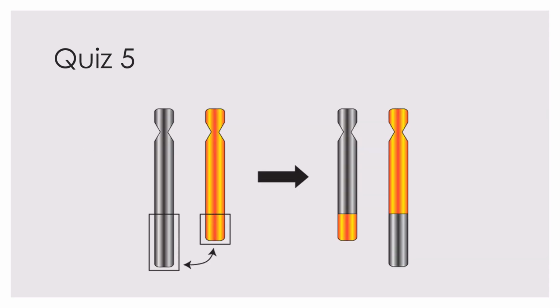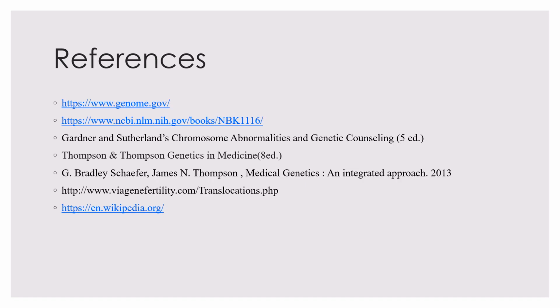What is this? Orange has been swapped to gray, gray has been swapped to the orange. What is this? It's a translocation. Thank you.